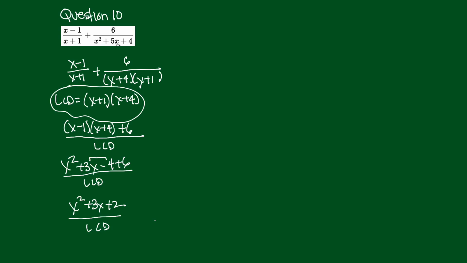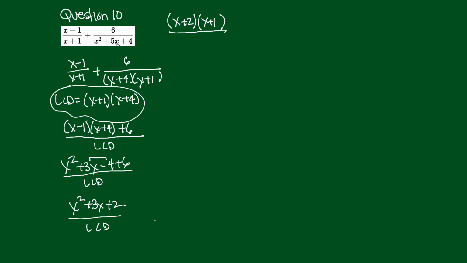And now I think this numerator is going to factor. I'll do it up here at the top. So I'll get x and x. The only way to get a 2 is a 2 and a 1. And the 2 is positive, so they both have that middle plus sign. And sure enough, I can get a 3 out of that, right? 1x, 2x is 3x, so that works.